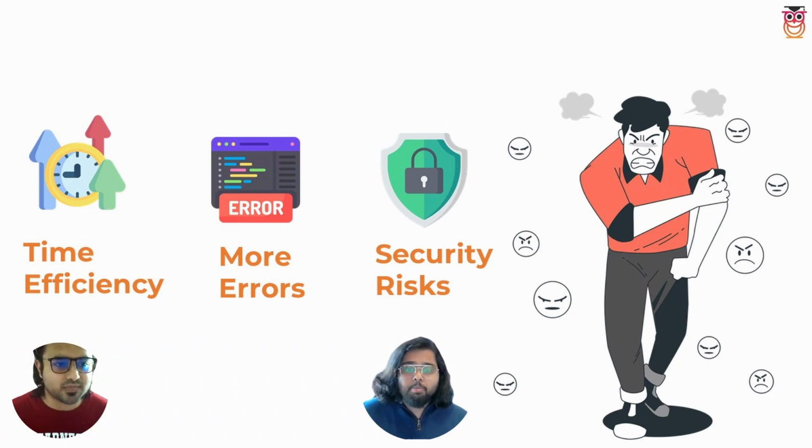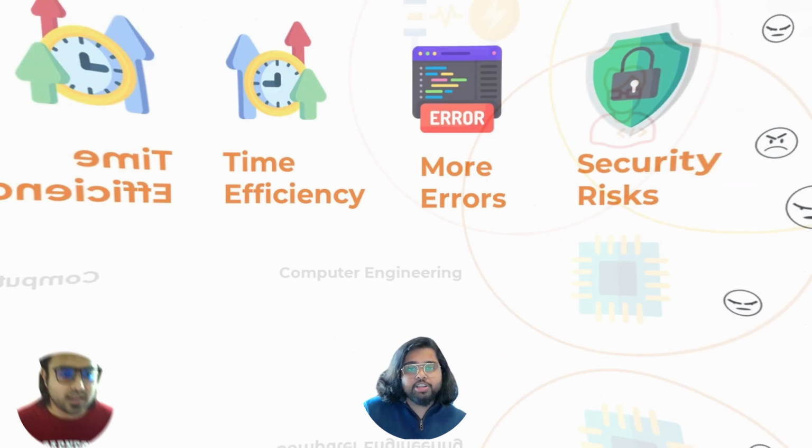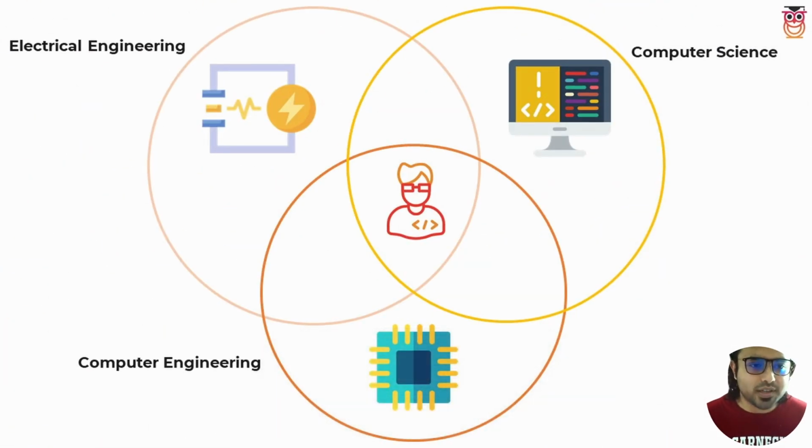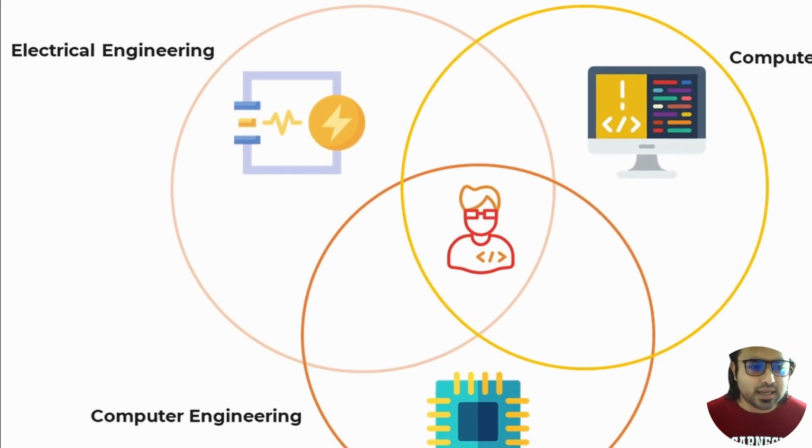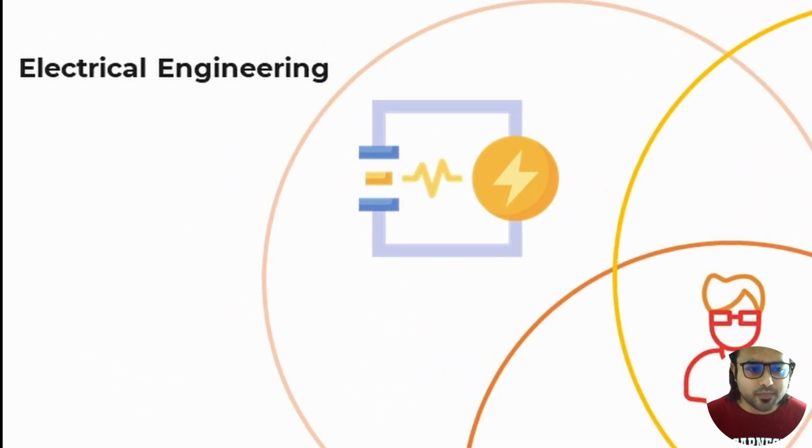Well, I guess you do have a point, so go ahead, enlighten us, zap us with the lightning bolts of knowledge. By now, we should already know that there are overlaps between electrical engineering, computer engineering, and computer science. In this section, we will look into some of those overlaps in detail and discuss why they are so important. Let's start from electrical engineering.